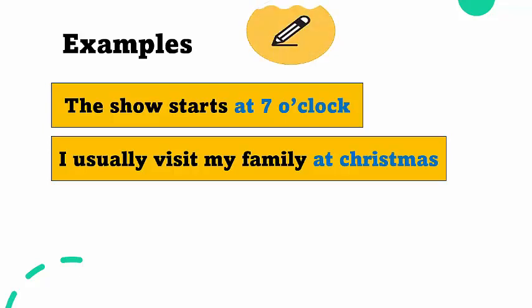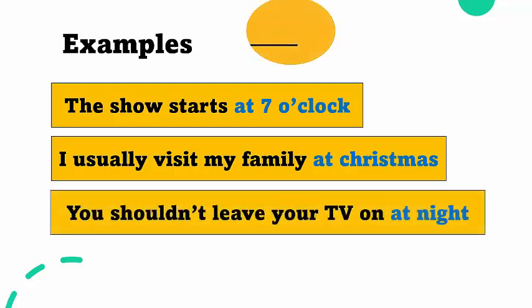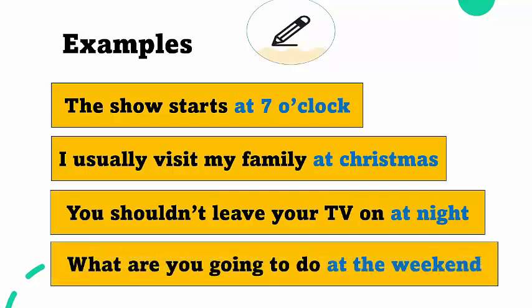Okay. You shouldn't leave your TV on at night. You shouldn't leave your TV on at night. This is an expression we use: at night. And lastly, what are you going to do at the weekend? What are you going to do at the weekend? And as I mentioned before, it's okay to use on the weekend, or it's okay if you just see this expression using on the weekend. It's American English. But as I said before, to avoid confusion, let us start with at the weekend. Okay? So far so good.